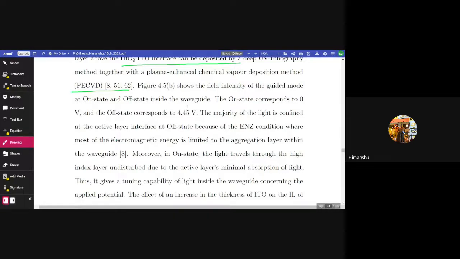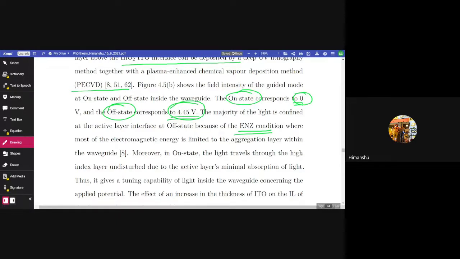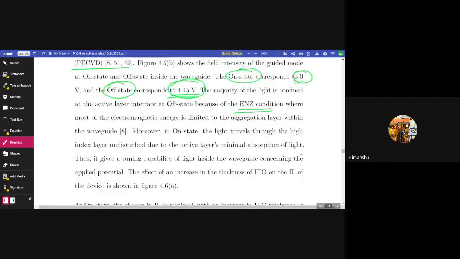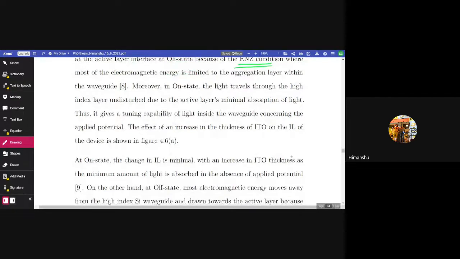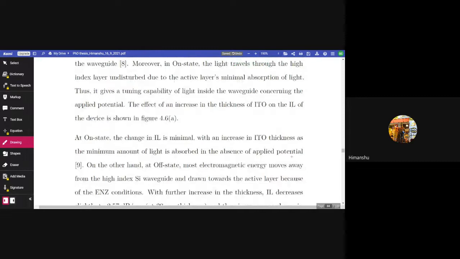Figure 4.5b shows the field intensity of the guided mode at on-state and off-state inside the waveguide. The on-state corresponds to 0 volt and the off-state corresponds to 4.45 volt. The majority of light is confined at the active layer interface at off-state because of the ENZ condition, where most of the electromagnetic energy is limited to the accumulation layer within the waveguide. Reference 8. Moreover, in on-state, the light travels through the high-index layer undisturbed due to the active layer's minimal absorption of light. Thus, it gives a tuning capability of light inside the waveguide concerning the applied potential.